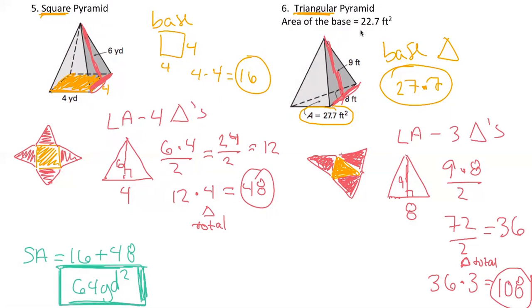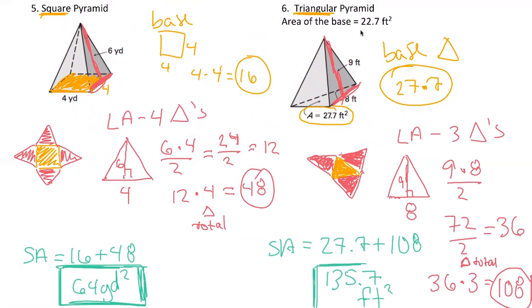Okay, so now we just take all those pieces and we put them together. So my surface area is going to be 27.7, that was the area of the base, plus my 108, which is all three of the triangles. And when I add those together, I get 135.7 square feet. All right, so it looks like that.